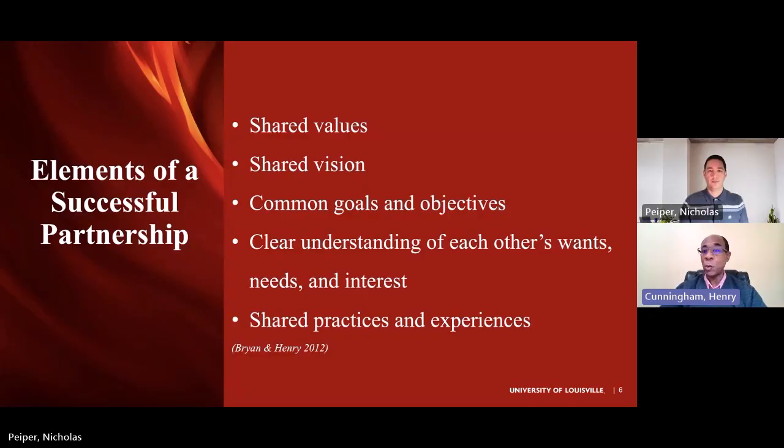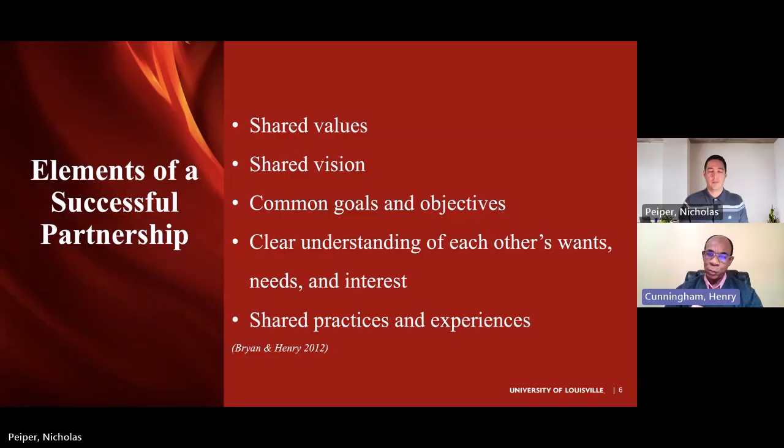The same applies to goals and objectives. What do you hope to accomplish at the end of the project? Because you're working in collaboration with each other, you need to support each other. And so the goals, objectives, vision, and values all have to be aligned with yours and that of the community partner.